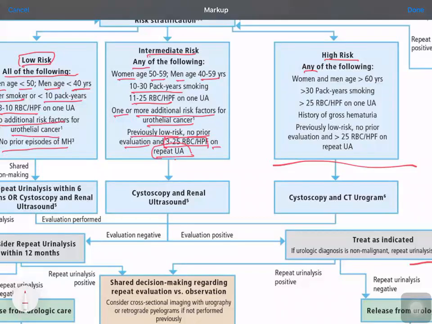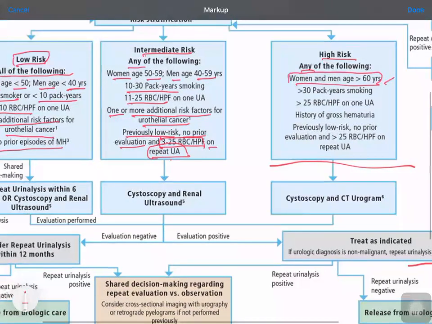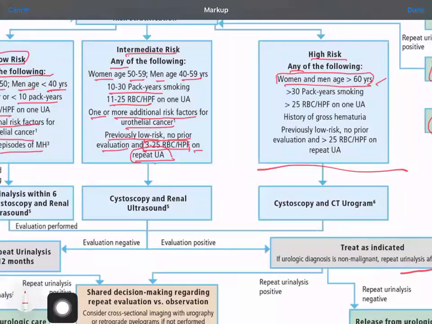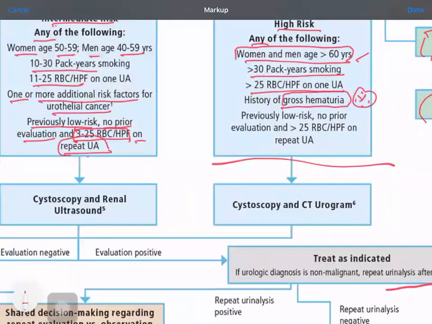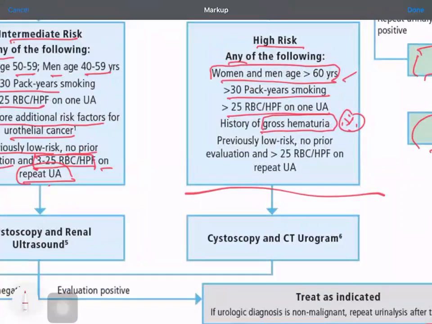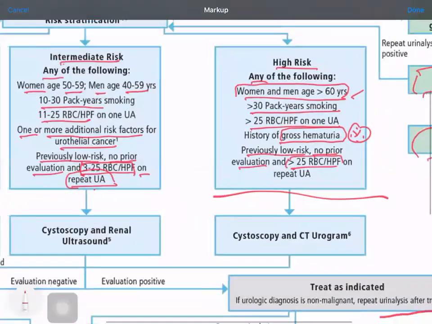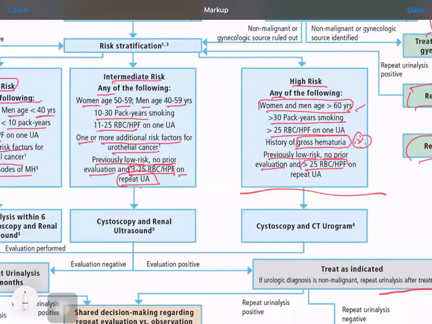For high risk, the age should be more than 60 years. If the age itself is more than 60 years, these patients are high risk, and there is no need for other criteria. And the smoking is more than 30 pack years, and more than 25 RBCs per high power field, and the presence of gross hematuria. If there is gross hematuria, that is one of the high risks for genitourinary malignancy. And the previous evaluation is none, and the RBC is more than 25. It is the same: this is 11 to 25 and 3 to 25. That is, up to 25 is intermediate risk, more than 25 is high risk.